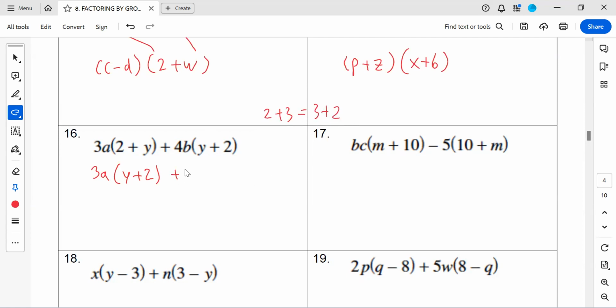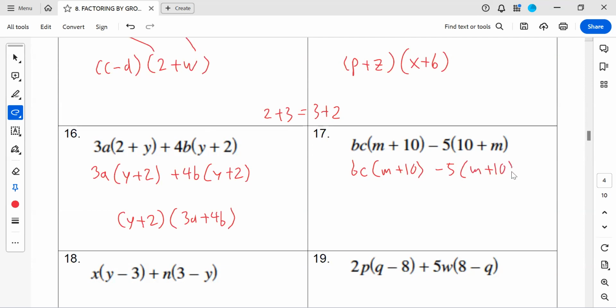Okay. And then now we have our box. And once we have our box, we know we can jump to our shortcut, y plus 2, which is my common parentheses, and then 3a plus 4b. Got it. 17, same concept. I could rewrite this. It's BC times m plus 10 minus 5 times m plus 10. Then over here, we're going to have m plus 10 as my common parentheses. And then we're going to have BC minus 5.